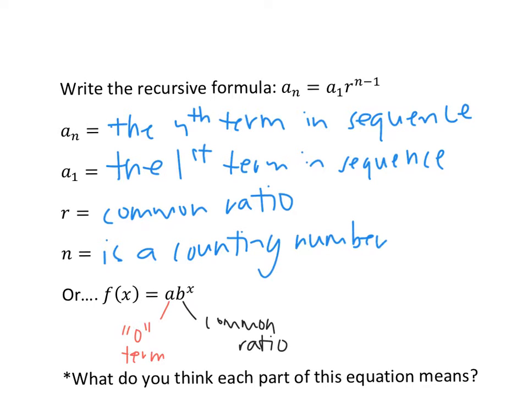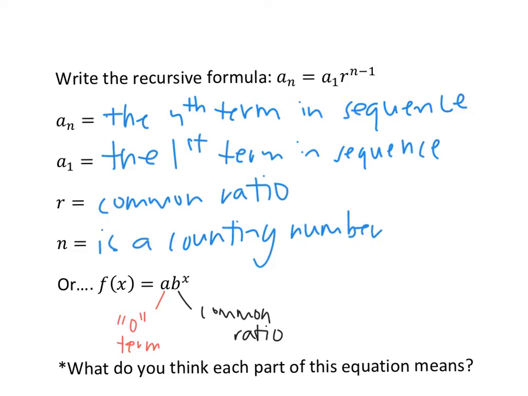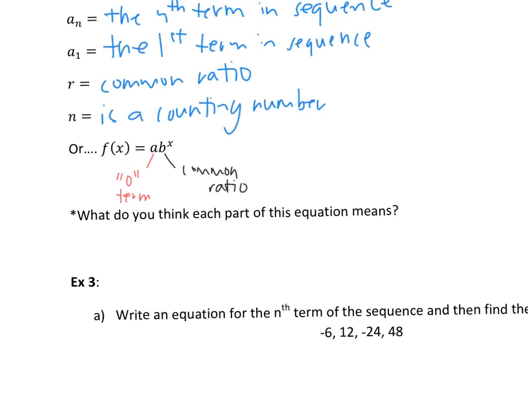So we could use the recursive formula a sub n equals a sub 1 times r to the n minus 1 power, or you could use f of x equals a times b to the power of x. Both of those will give you the same answer by plugging in certain values into the function. It will give you any value that you're looking for in the sequence. So find the 100th number in the sequence, or find the thousandth number in the sequence. Both of these formulas will work to find any answer that you want. Okay, so let's look now at a few examples.